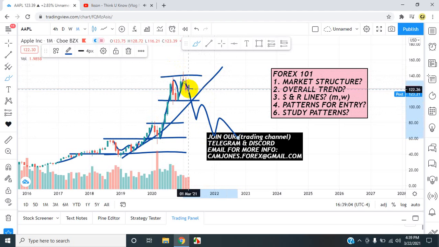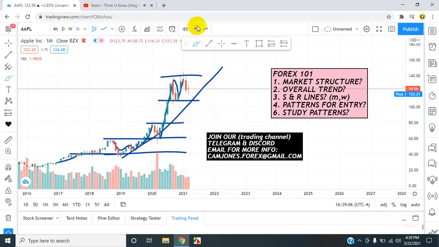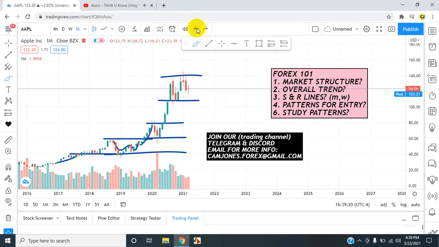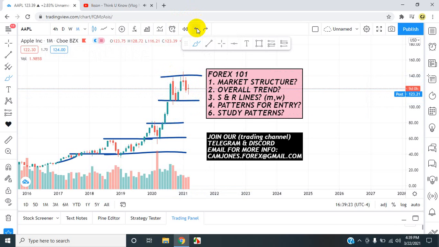So we have to wait until this price action candle, which we can see as a doji, is indecisive. So I don't know if it's going to go up. I don't know if it's going to go down. I don't know if it's going to continue going sideways. So right now, we create our market structure.